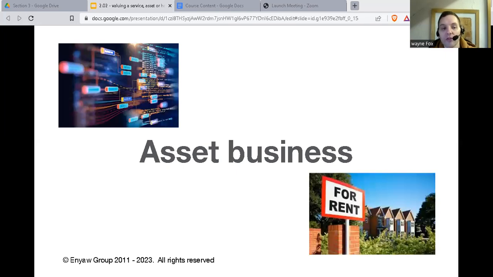Next is the asset business, and this is generally businesses that have very low overhead and delivery costs. So property landlords, software companies, franchisors, companies that own lots of intellectual property. And these companies are all based on a multiple of revenue.